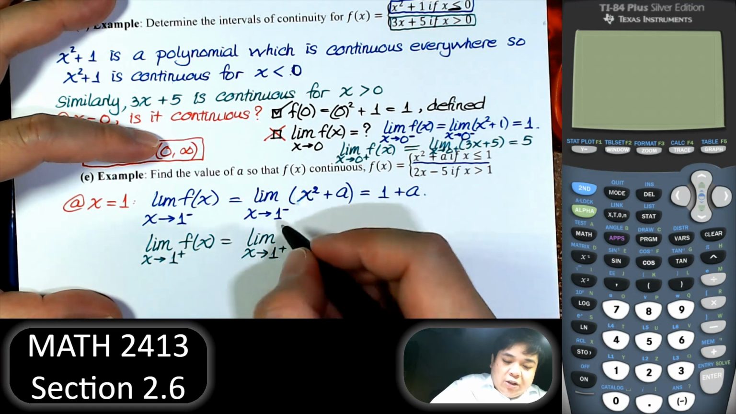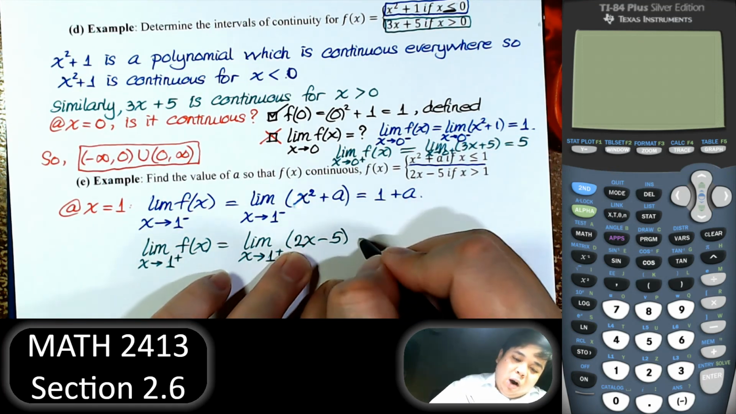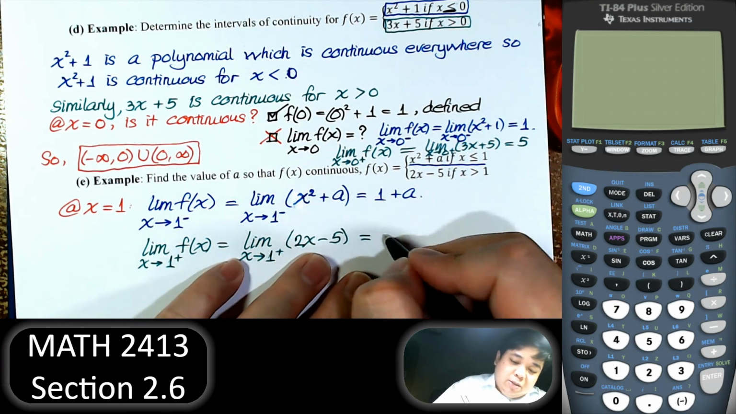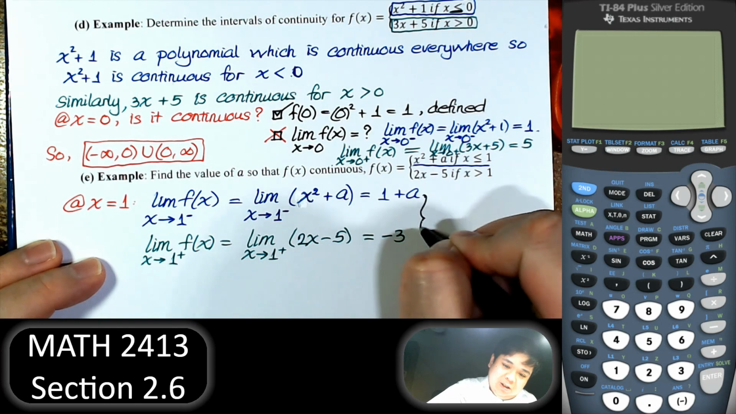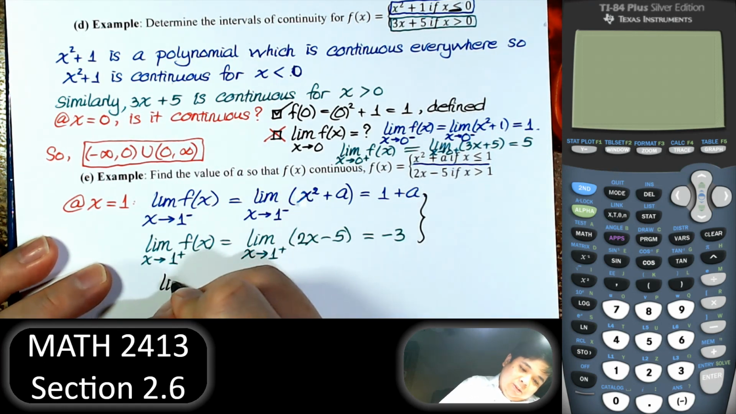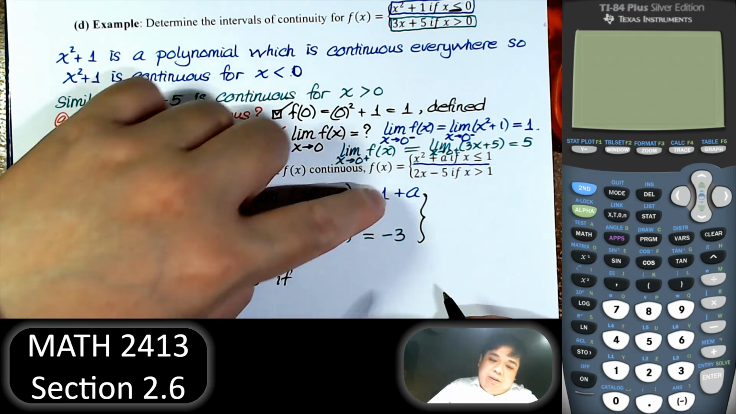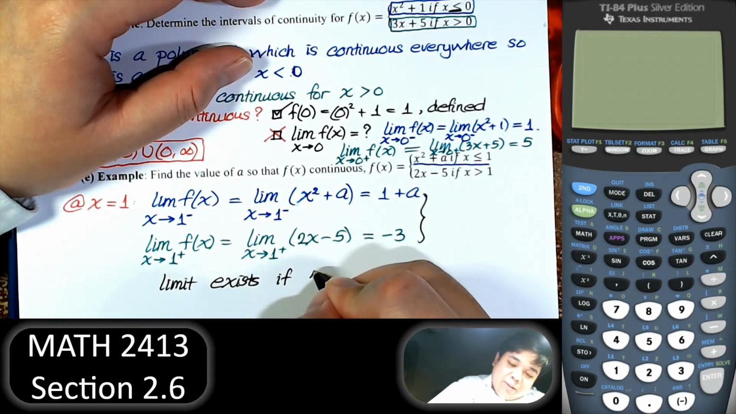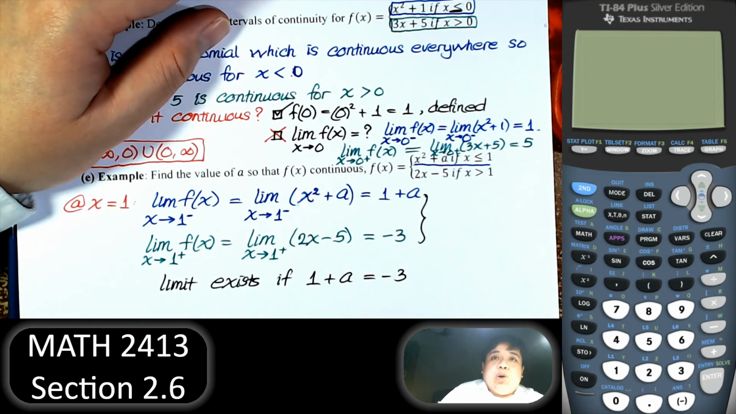On the right, we're going to use this function. If you put 1 in, 2 times 1 minus 5 is minus 3. The limit exists if the limit on the left and the limit on the right go to the same number, so we just make them equal. So the limit exists if the left-side limit and the right-side limit equal each other. From this we can say a is equal to negative 4.